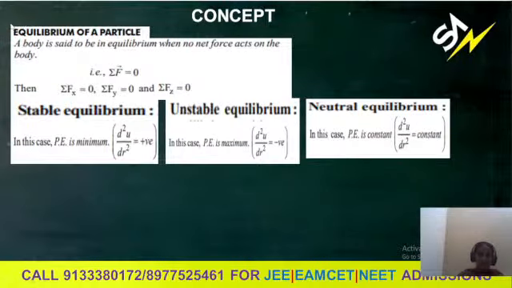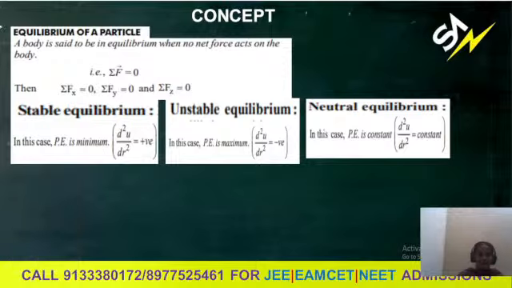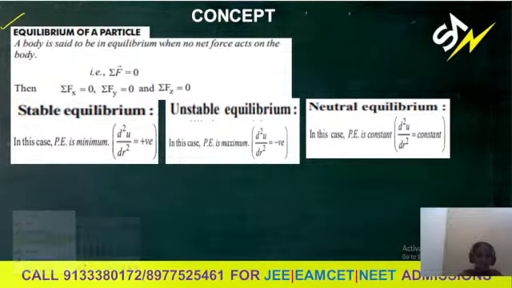Our next concept is equilibrium of a particle. A body is said to be in equilibrium if no force acts on the body, or you can see it another way: the sum of the forces acting on the object is equal to 0. So the net force acting on the object is equal to 0.